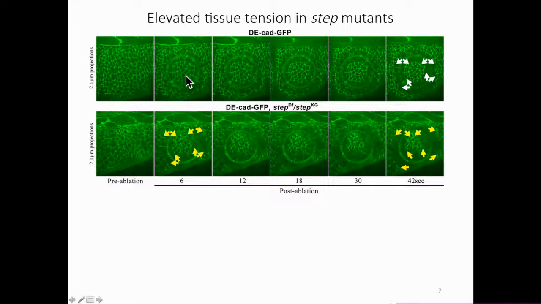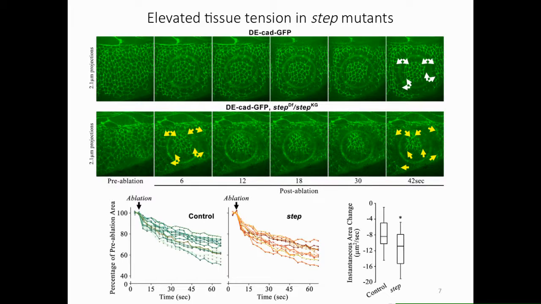When we compare our control and Stepkey mutant embryos right after ablation, we can see that in the mutants there is a larger distance between the patch of cells that was isolated and the surrounding tissue, suggesting there was more recoil in this first time point. We can measure the area of that patch of cells over time, and we see that the area right after ablation in our Stepkey mutants reduces more than in the control embryos. We can then use these measurements to derive the speed of recoil, and we see a significant increase in the speed of recoil in our Stepkey mutants. So taken together, this all suggests that loss of Stepkey does lead to elevated tissue tension.